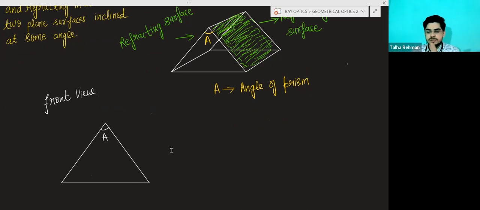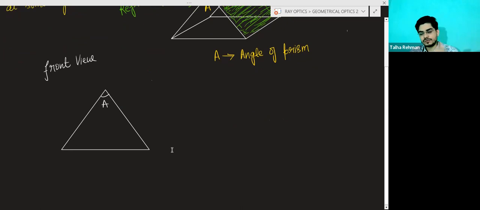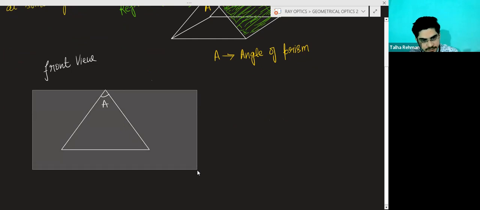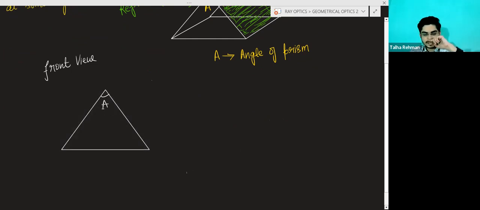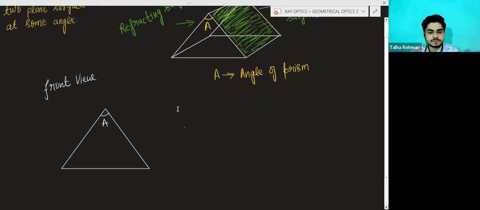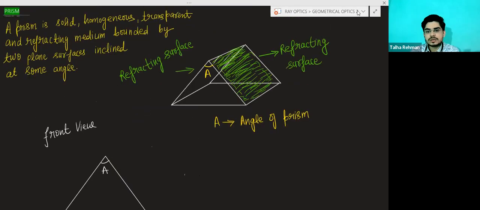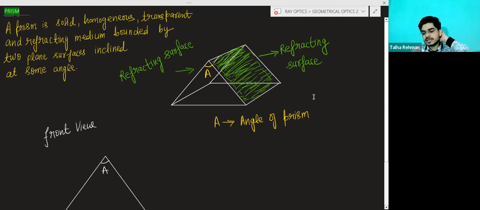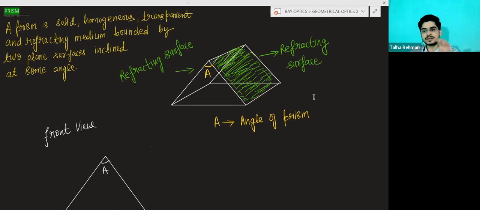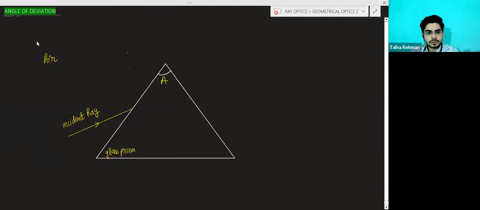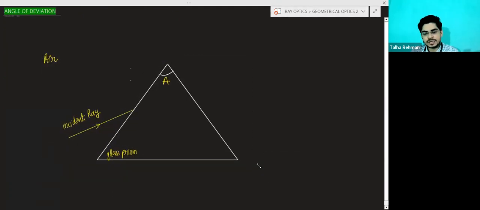Okay, so basically for the derivation purpose, for solving numericals, we will draw the prism like this, and this A is the angle of the prism. Okay, so we will see the refraction through the prism, how the light is getting refracted from the prism. And I will tell you what the angle of deviation is also.